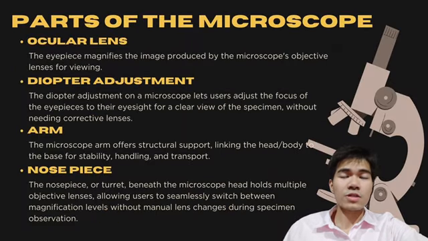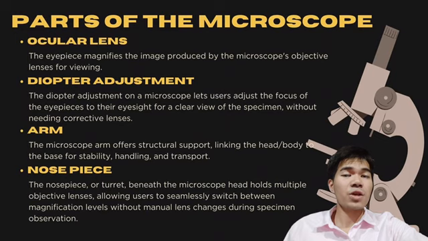And then on the third slide, we have here the ocular lenses. So ocular lenses is the eyepiece that magnifies the image produced by the microscope objective lenses for viewing. So basically, we observe these slides, prepared slides, or the specimens on the ocular lenses.